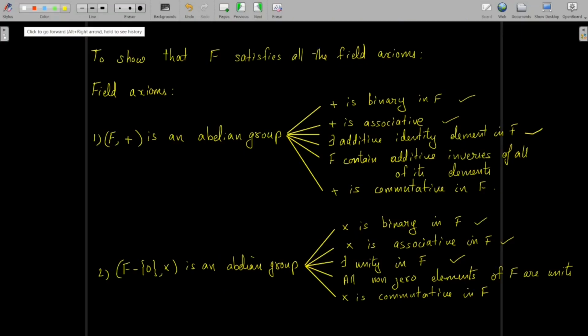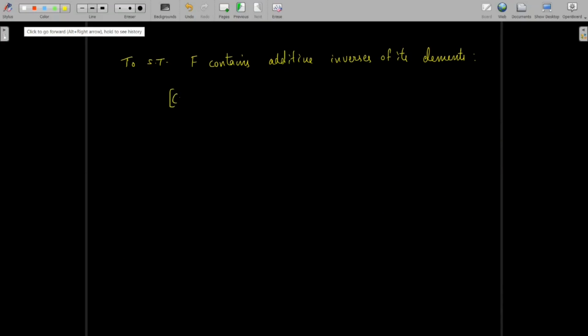Now we are going to show that F contains additive inverses of all of its elements and also that F contains multiplicative inverses of all the non-zero elements of F. For that, we take an element (a,b) belonging to F. We have to find the additive inverse of (a,b) and we have to show that that element belongs to F. The additive inverse of (a,b) is that element in F which, when added with the equivalence class of (a,b), results in the additive identity of F.